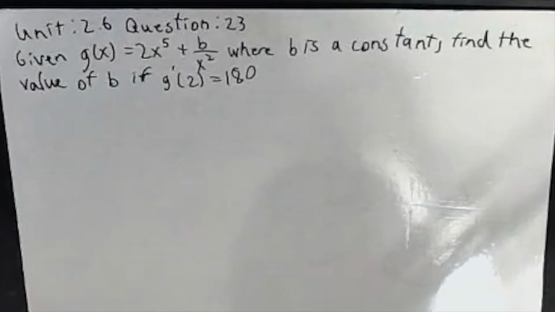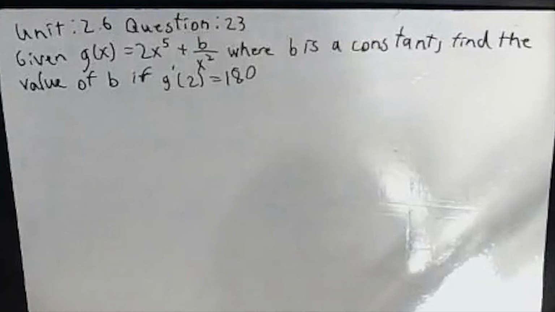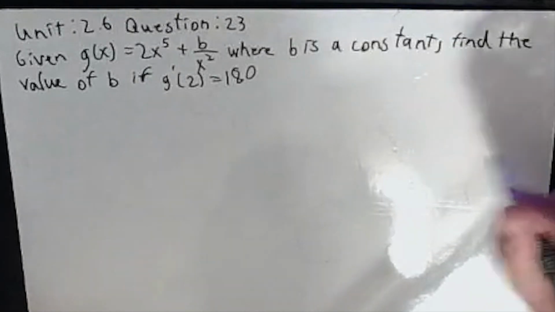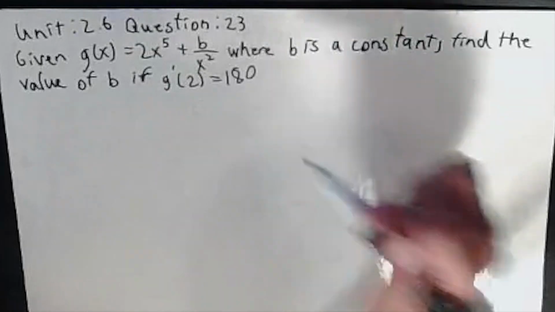This is Unit 2.6, question 23. Given that g of x equals 2x to the fifth power plus b over x squared, where b is a constant, find the value of b if g prime of 2 equals 180.